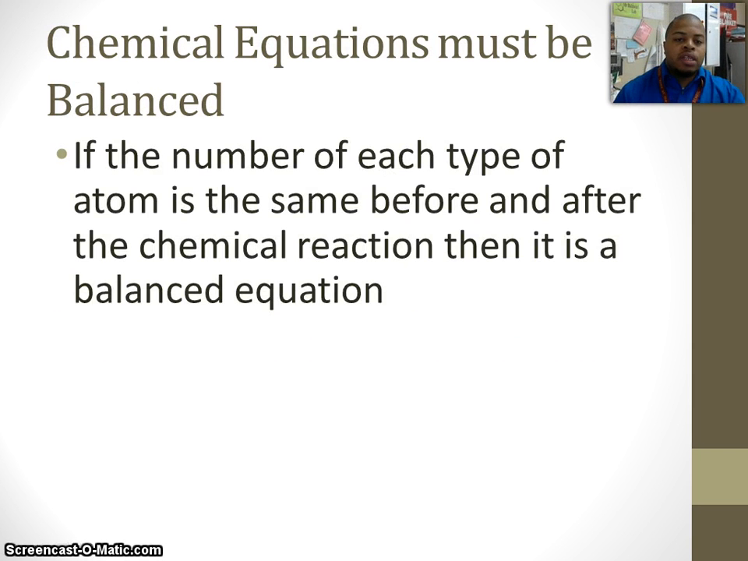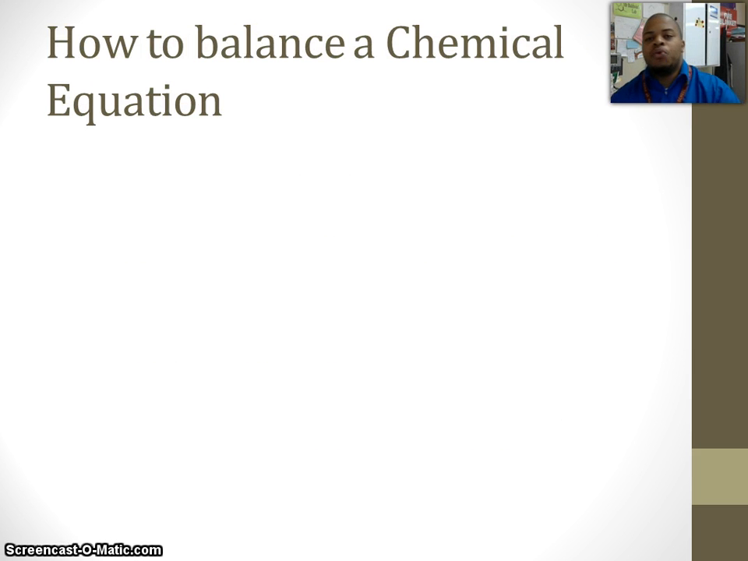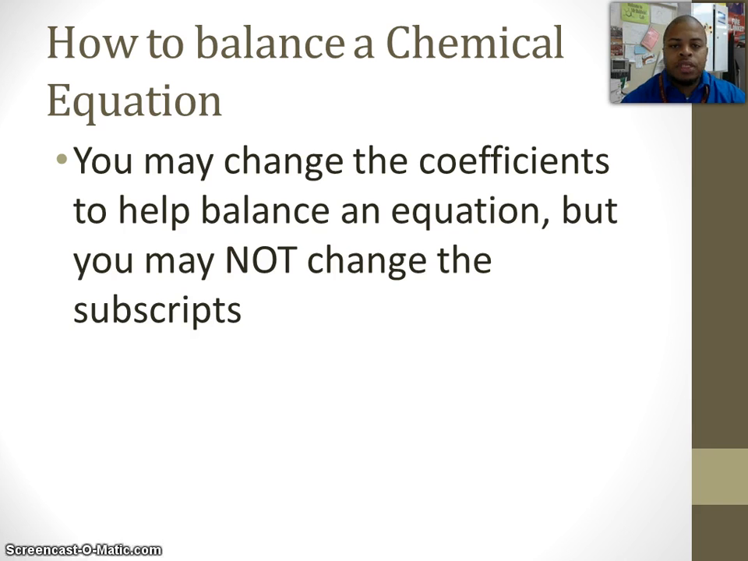So, if the number of atoms is the same before and after the reaction, it's a balanced equation. If we go back to our original, carbon plus O2 yields CO2, everything is balanced. I have 1 carbon on each side, 2 oxygen on both sides. If it's not balanced, we have to make sure it makes sense. We have to get it working according to our law of conservation of mass. So, how do we go about doing this?